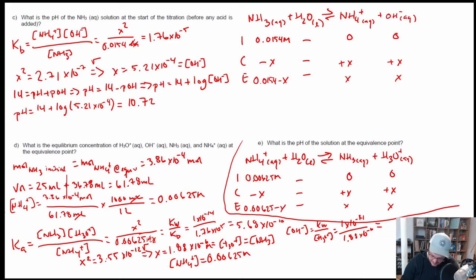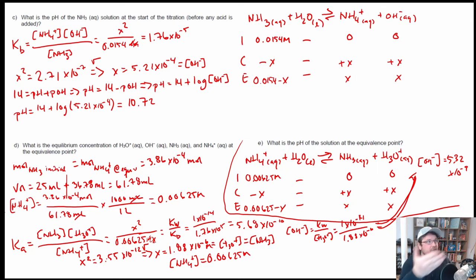So what we get is concentration of OH minus is equal to 5.32 times 10 to the negative 9. And I believe all of that matches. I have 5.31 times 10 to the negative 9. Close enough. Probably a sig fig thing somewhere.